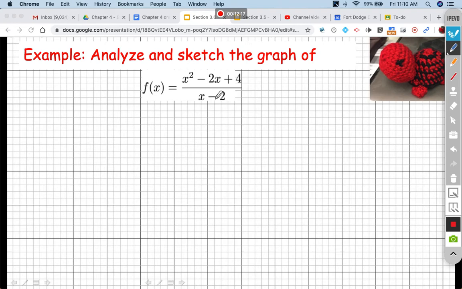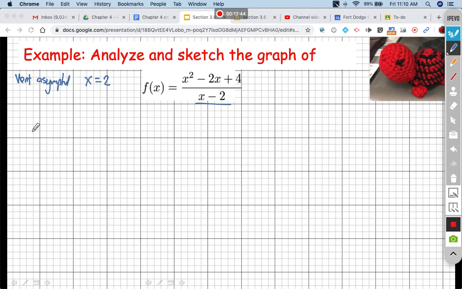So first thing I'm going to work with is, I can see right here x minus 2. So I have a vertical asymptote at x equals 2. My domain is x cannot equal 2 for this one.